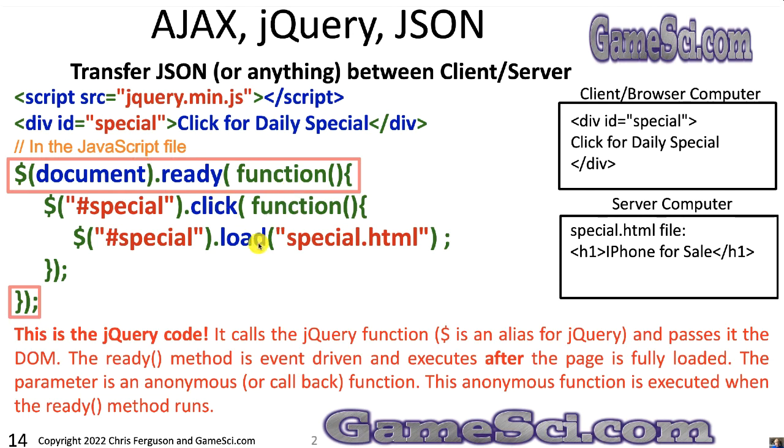$(document).ready and pass it an anonymous function. This is the start of the jQuery command. This is the end of that very same command. This is the jQuery code. It calls the jQuery function. The $ sign is an alias for jQuery, and it passes it the DOM. The ready method is event-driven and executes after the page is fully loaded. The parameter is what we call an anonymous or callback function. This anonymous function is executed when the ready method runs. I read this as jQuery document.ready.